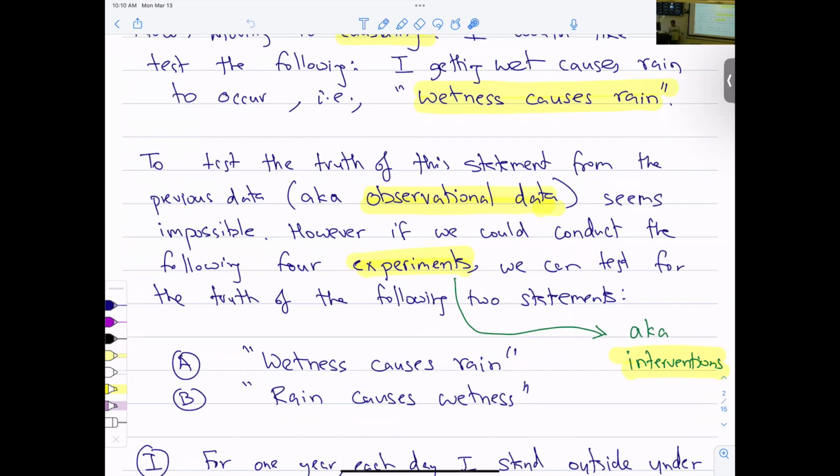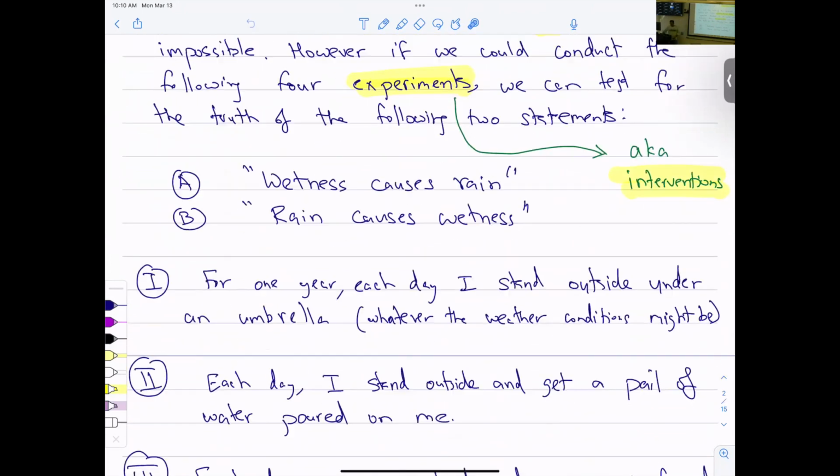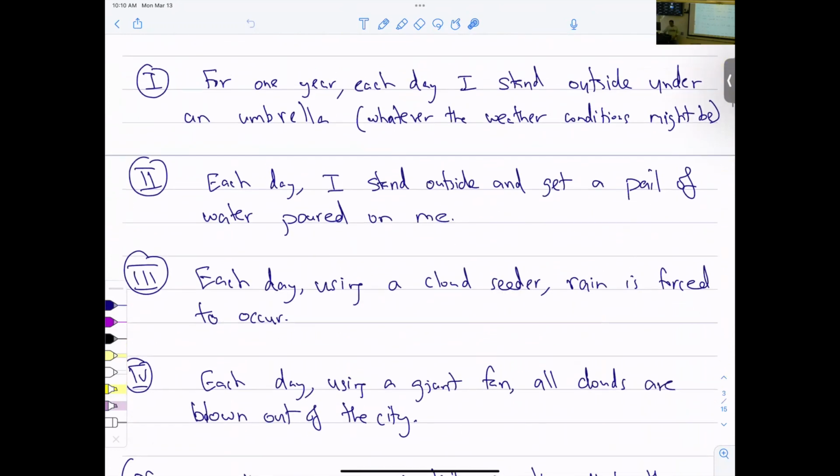So wetness causes rain and rain causes wetness. These are the 2 statements I'd like to test. The previous data, again, I'm trying to introduce some language which we'll build up later, we'll call observational data, meaning you observe this data from your base experiment. It's already given to you. Instead, we may need to do something else, which we'll call interventions. So let's do the following 4 experiments.